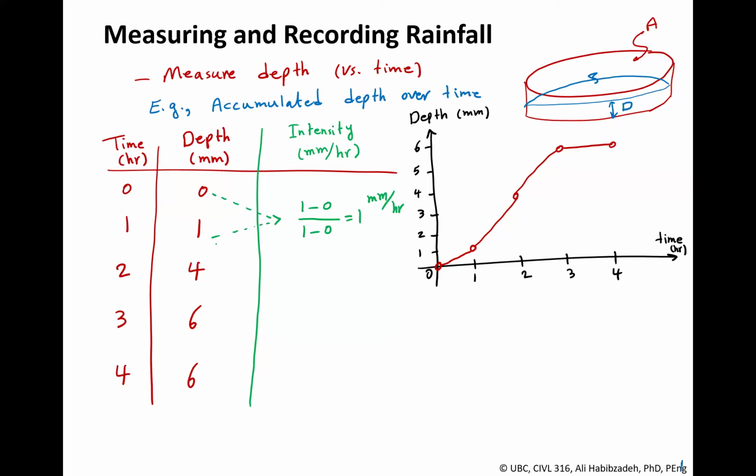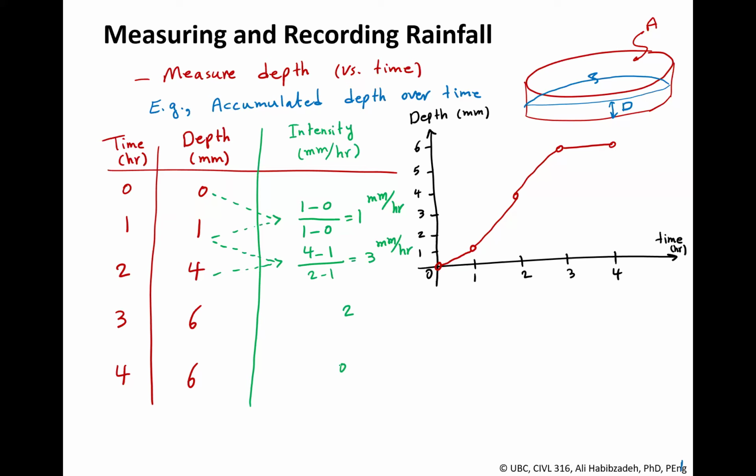We can keep doing the same thing. I'm going to do that for the second hour. In this case, I'll have 4 minus 1. Remember, depth is cumulative, so I'm going to subtract the previous one to get the amount of rainfall within that last hour. So 4 minus 1. And the hour is obviously 1, 2 minus 1. So this would be 3 millimeters per hour. And so on. If you continue doing the calculations, next one will be 2. And the last one is 0 because there's no rain.